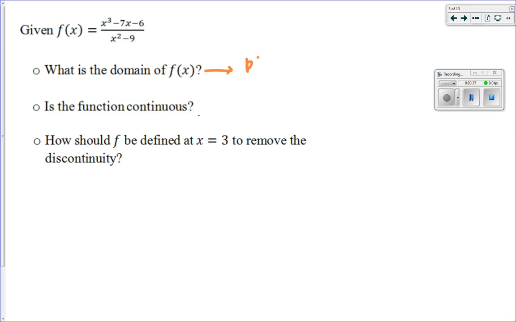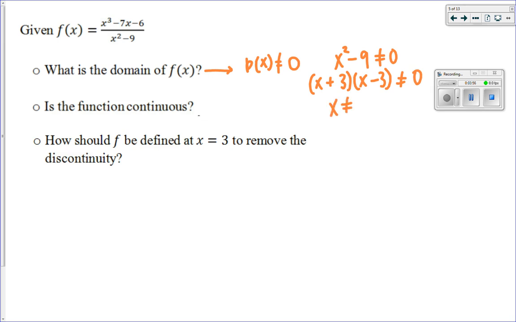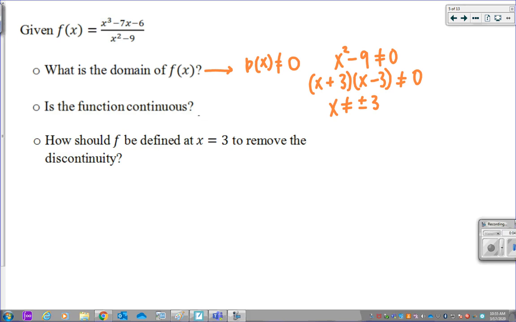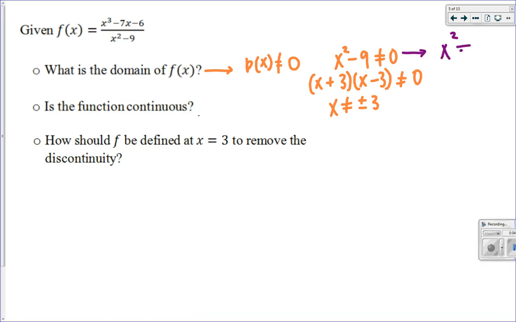I know my denominator cannot be equal to 0. So I'm going to take that denominator, x squared minus 9, and I'm going to say it cannot be equal to 0. You can do this in two ways. You can either factor, see that it's the difference of squares, x plus 3, x minus 3 cannot be equal to 0, and then x cannot be equal to positive or negative 3. You could have also gone from here, said x squared cannot be equal to 9, then take the square root, x cannot be equal to plus or minus 3. It doesn't matter how you got it, but our domain is anything except positive or negative 3.